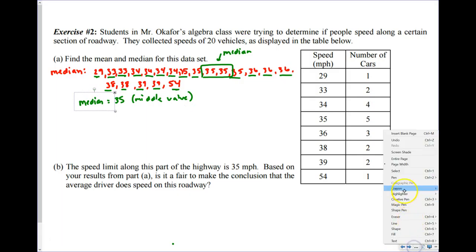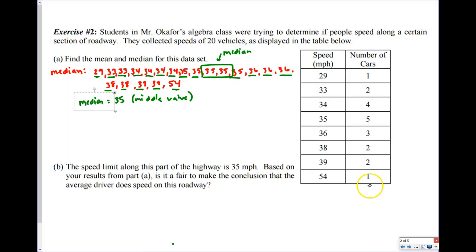So the median speed was 35 miles per hour, okay? Now I'm going to find my mean. My mean is the same as finding my average. So that means I have to add up all of these numbers here. So I would do 29 plus 33. And I'm going to simplify this a little bit. See how over here this is 33 and I've got 2 of them? So this is like saying 33 times 2. This is like saying 34 times 4.